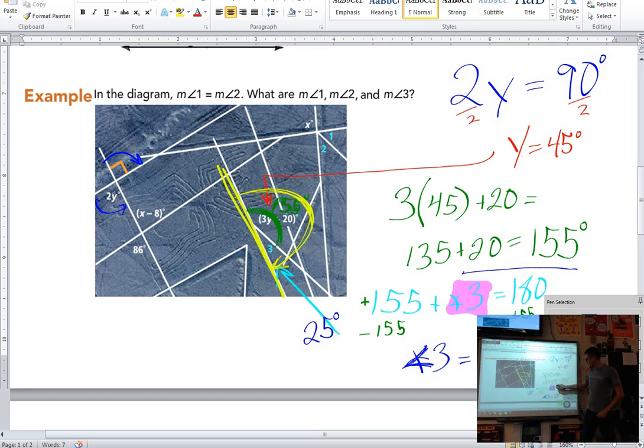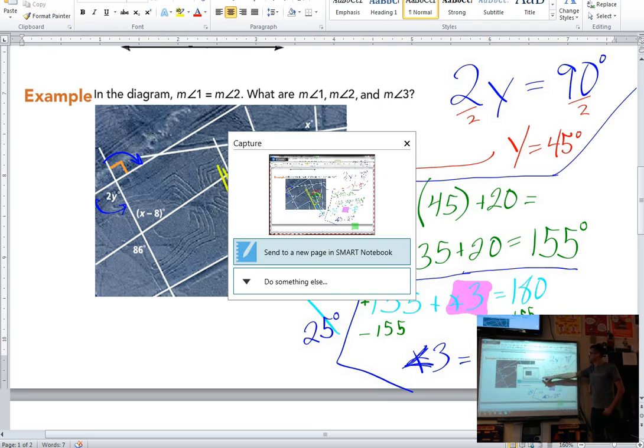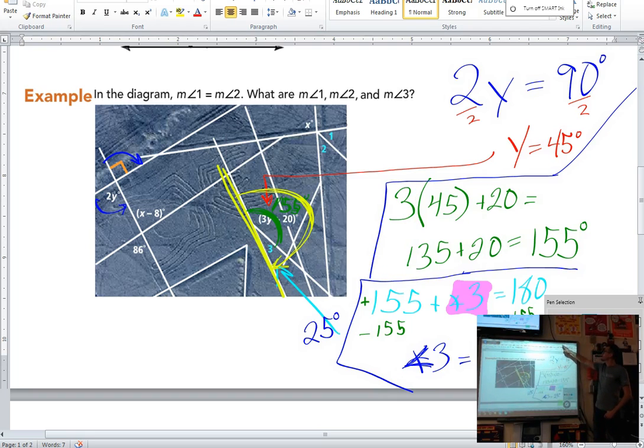I'm going to section this off, and this off, and that off, and capture this. So we figured out angle 3. We still need to figure out angles 1 and 2.